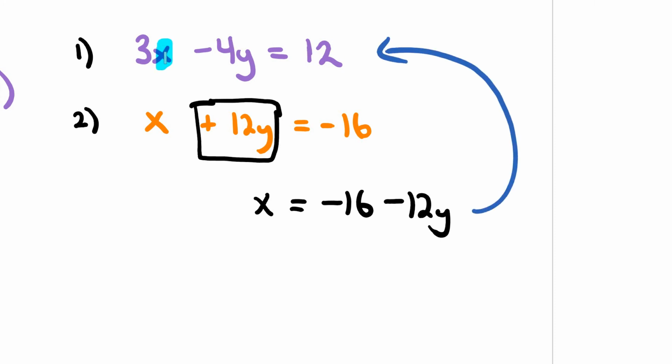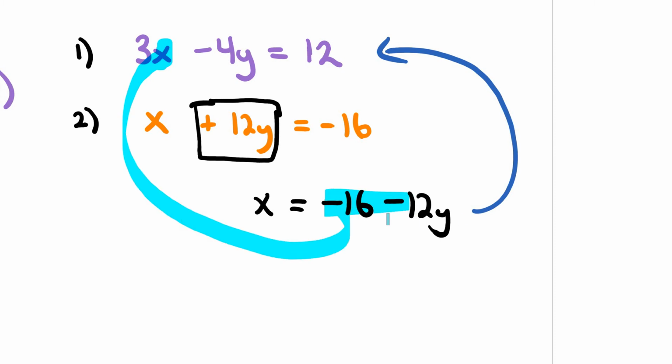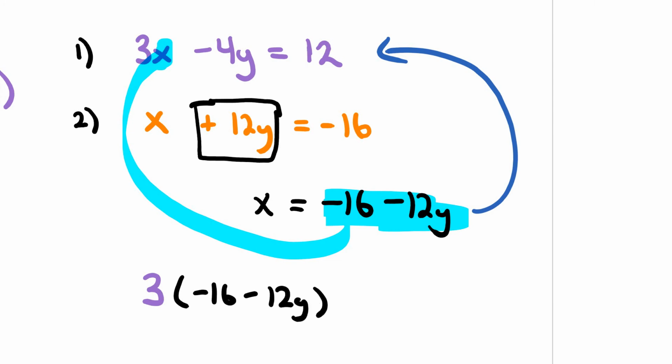And once I do that, we can take this and plug it back into equation number 1. Now, here's the x here. That x is going to be replaced with all of this. That's the substitution concept. So if I do that, I get 3 times, instead of writing an x, negative 16 minus 12y, and then minus the 4y equals 12.